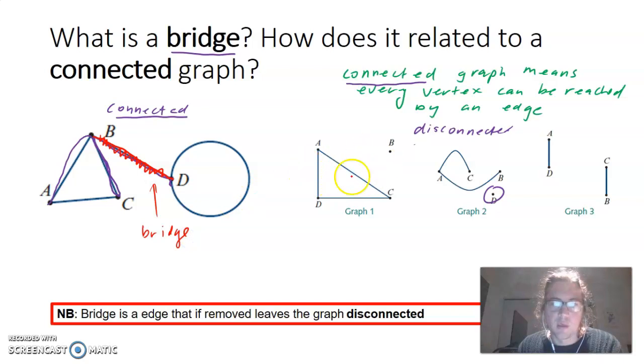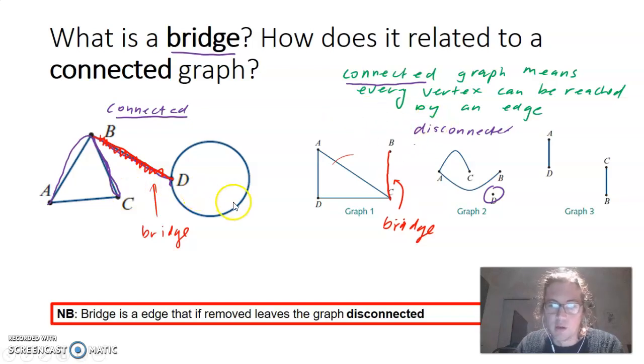In this graph here, graph 1, if I was to make an edge between B and C, that would be the bridge, because if I removed it, it would be a disconnected graph. So it's really that simple. Connected graphs, all the vertices connect. If you go on a little walk, you can get to every single vertex. A bridge is a single edge which, if you remove it from the graph, leaves the graph disconnected.